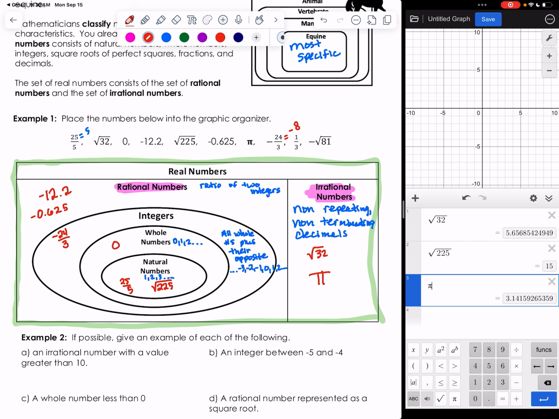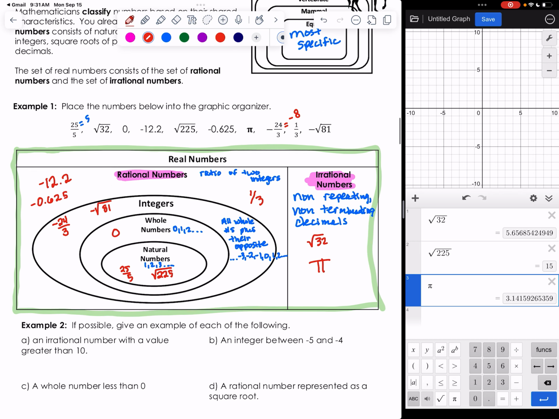All right, 1/3. That is the ratio of two integers, so I'm going to put 1/3 in the rational number category. Now, next one, negative square root of 81 would be negative 9, so that would go in my integer category because it simplifies to negative 9.